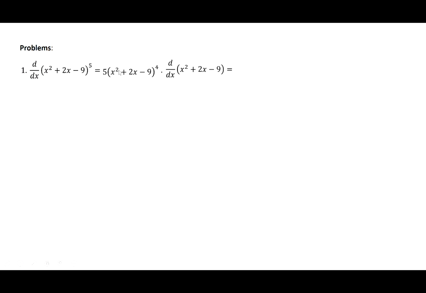Well, this one, just write down the first part exactly the way it is. What is the derivative of x squared plus 2x minus 9? The derivative of a sum equals the sum of the derivatives. So the derivative of x squared is 2x. The derivative of plus 2x is just 2. The derivative of 9 is 0. So we have 2x plus 2. That's what I said.